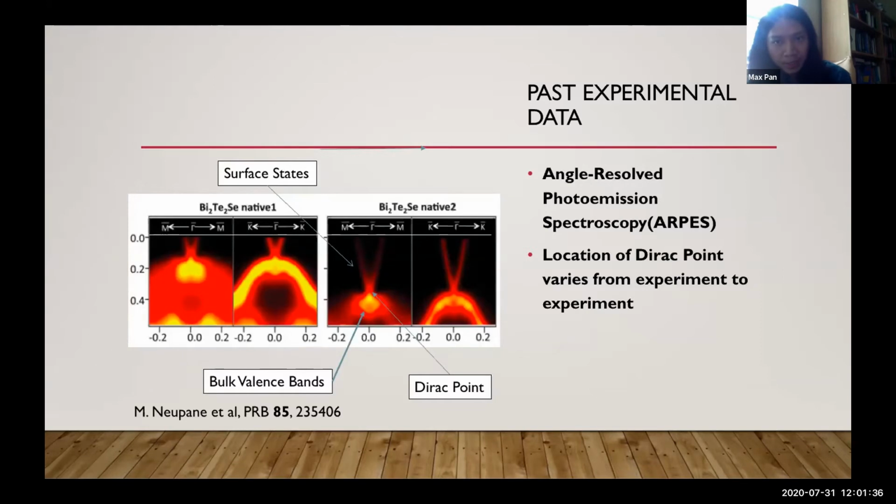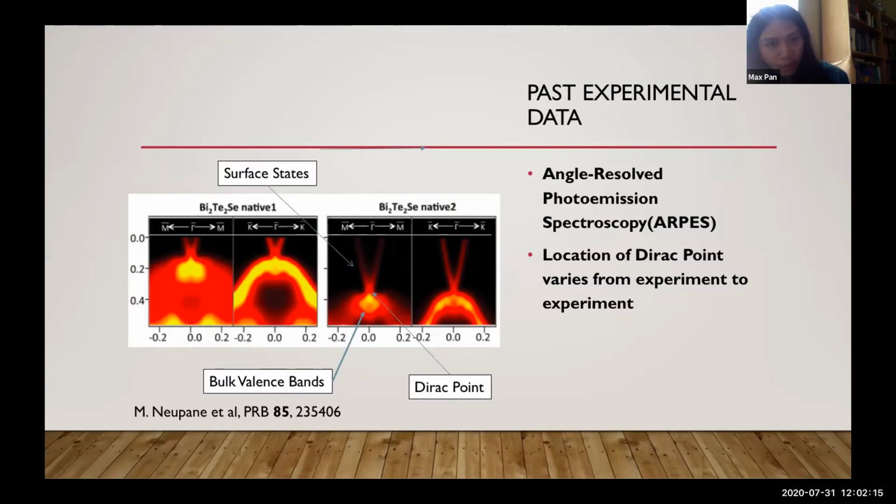Based on past experimental data of angle-resolved photoemission spectroscopy, the location of the Dirac point for bismuth-2 tellurium-2 selenium seems to vary a great amount. This can be seen in the left of these two samples, in which the Fermi energy is indicated by the white line. For the native 1 sample, the Dirac point is approximately 0.1 electron volts away from the Fermi energy level, while for the native 2 sample, it is approximately 0.3 electron volts away from the Fermi energy level.